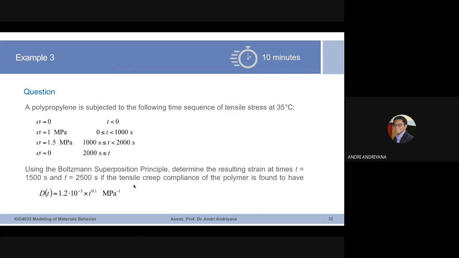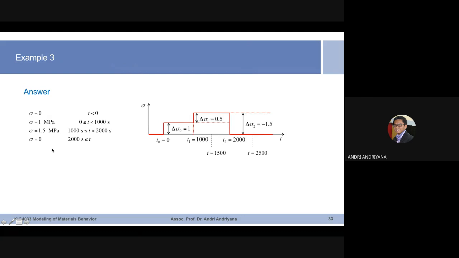Okay, how to answer these questions? We have the loading sequence as given here. The first thing that we have to do is sketch the loading sequence. Here is t0 equal to 0. Before that, it is 0. Then from 0 to 1000 seconds, we apply stress by the amount of 1 megapascal. If I call this delta sigma 0, then delta sigma 0 is 1 megapascal.